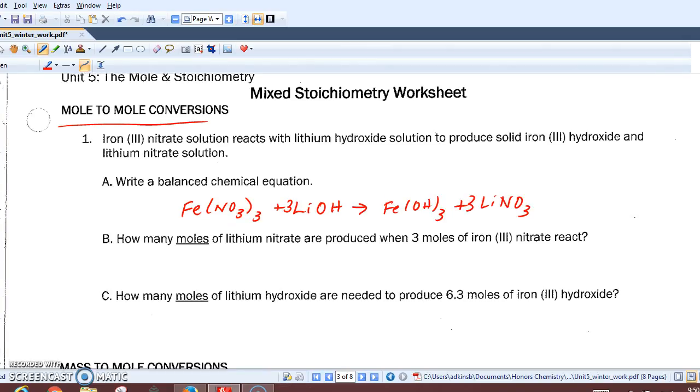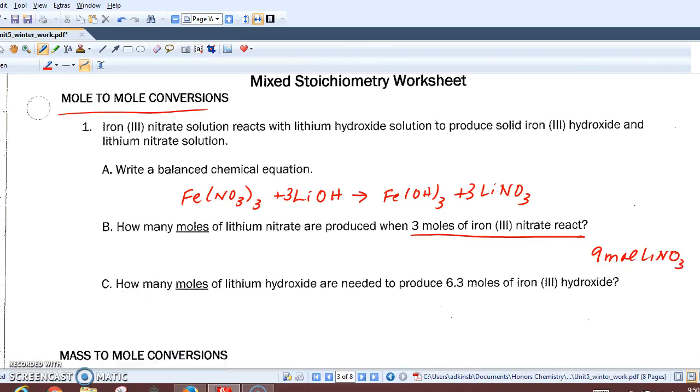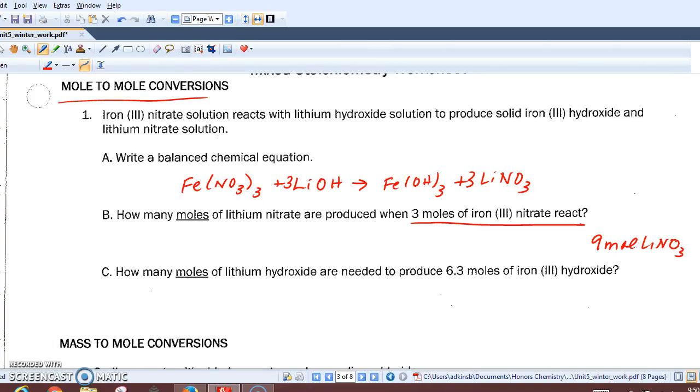So in B and C, they start you with 3 moles of iron 3 nitrate, and they want to know how much lithium nitrate is produced. So again, this is mole to mole, so if you want to pause and work it out, your final answer is 9 moles of LiNO3. For part C, they want to know how many moles of lithium hydroxide are needed to produce 6.3 moles of iron 3 hydroxide. So if you want to pause and try that one, you end up with 19 moles of LiOH. So those are just mole to mole like we did before.